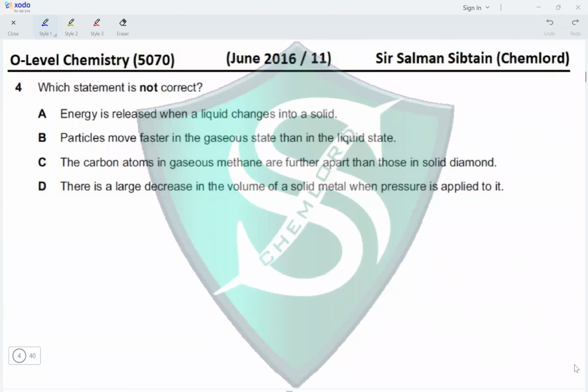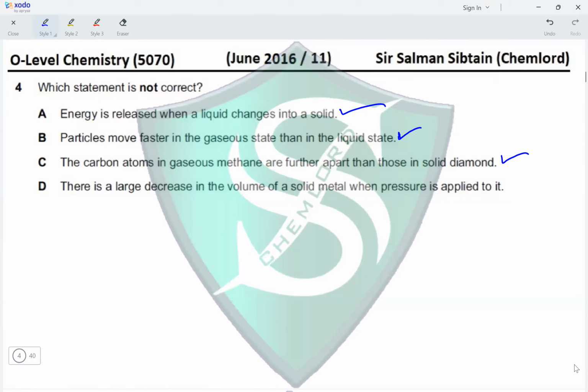Question 4. Which statement is not correct? Energy is released when a liquid changes into a solid. This statement is correct. Particles move faster in the gaseous state than they do in the liquid state. This is also true because gases have a higher temperature than their liquid form. The carbon atoms in gaseous methane are further apart than those in solid diamond. Yes, atoms in a gas are further apart than atoms in a solid.